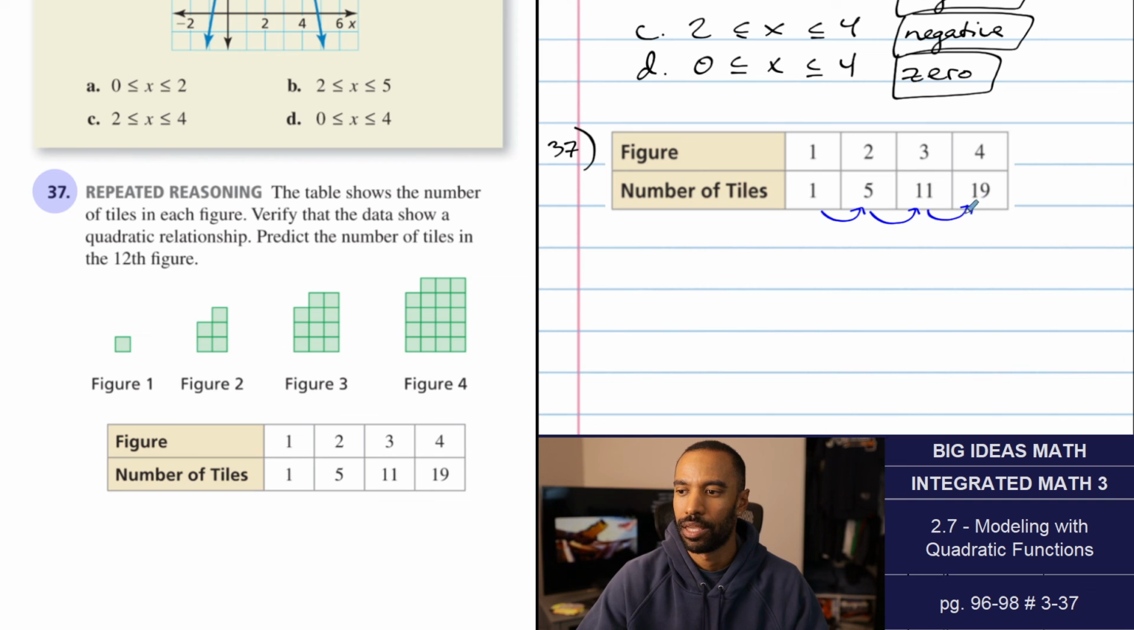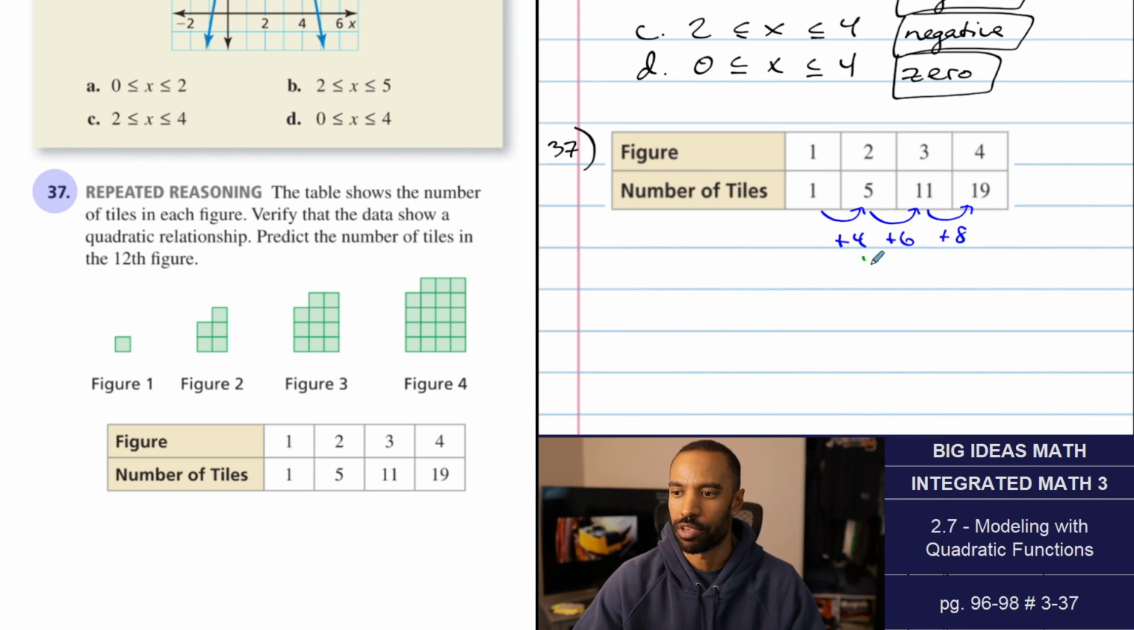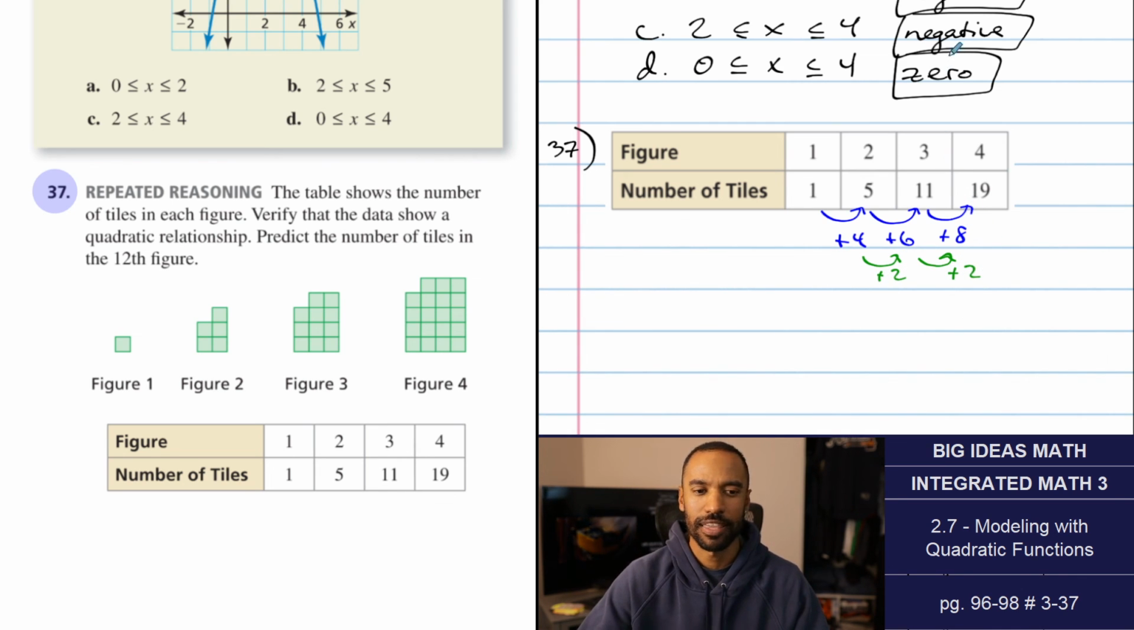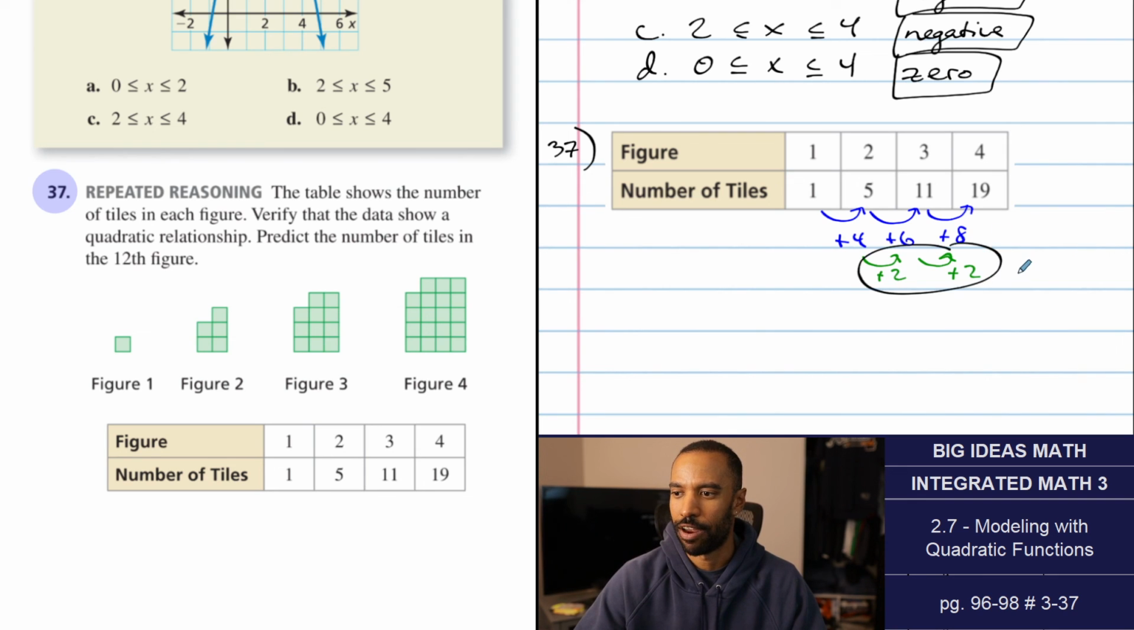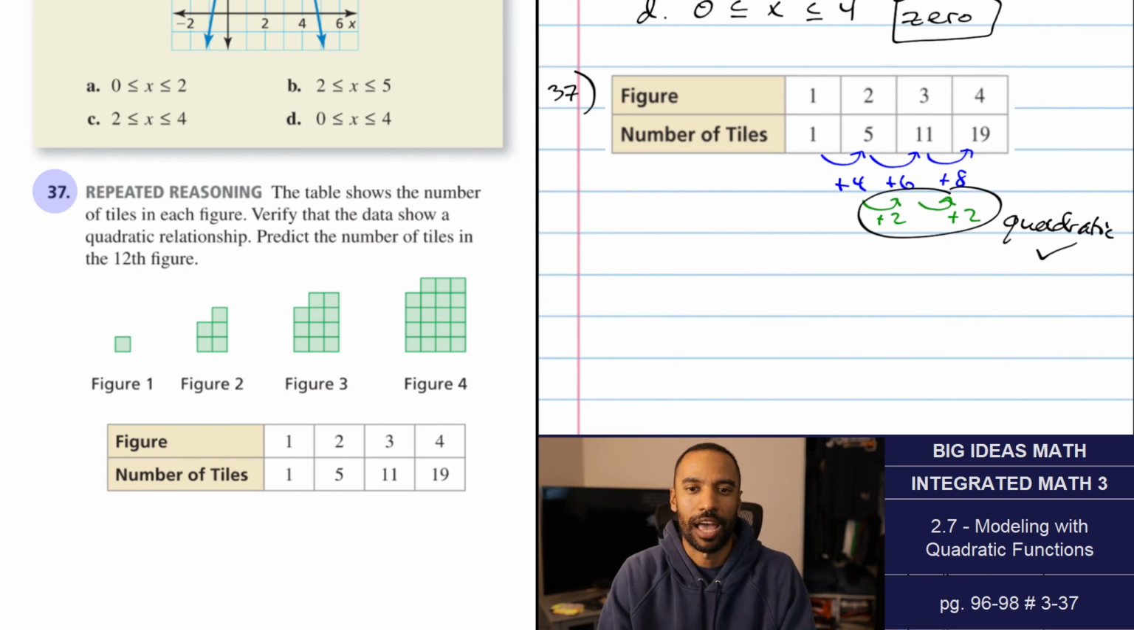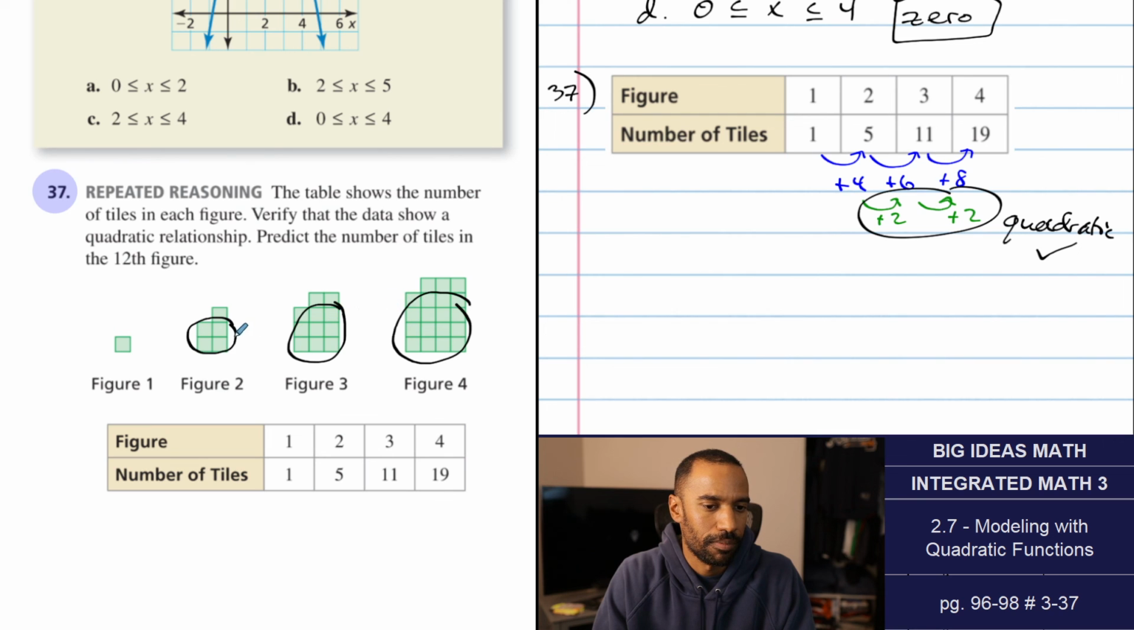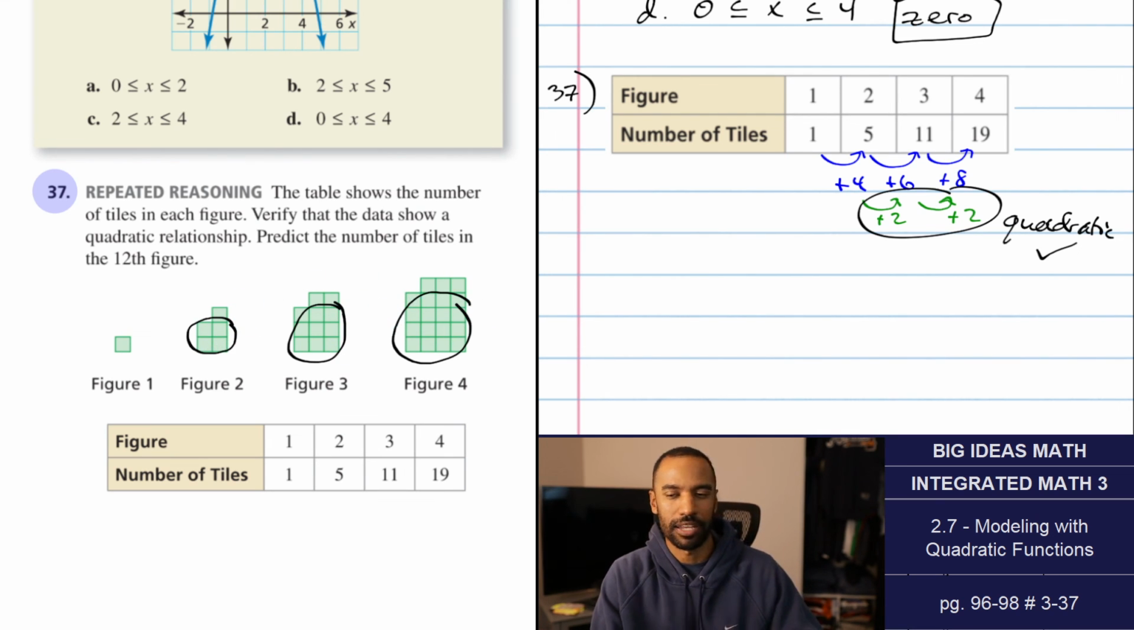But here I got a +4, +6, +8, and those have a common difference of 2. So that shows that it's quadratic. So verify the data's quadratic relationship. Verified. Quadratic. Check. Now, listen, I look at these tiles and I see some stuff. Two squared, 3 squared, 4 squared, plus 1 minus the other number.